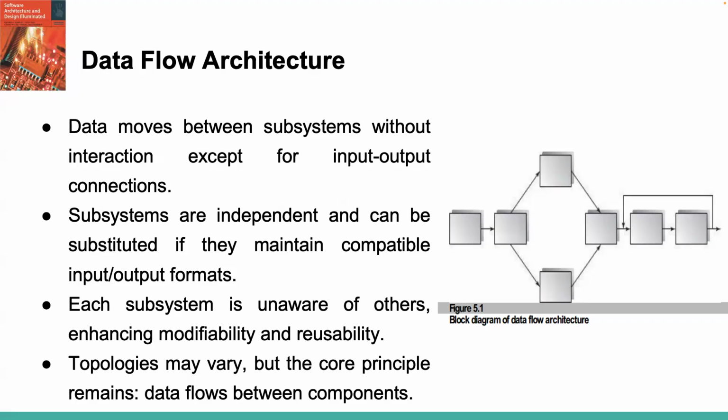Notice that the topology of the system can vary. It could be linear, like a pipeline, where data flows sequentially from one block to the next. It could have cycles where data is fed back into previous subsystems for reprocessing, as shown in the loop on the right. Or it could be branching, where data splits into multiple paths, like the diamond-shaped connections in the center. Despite these variations, the core principle remains the same. Each block transforms data independently and passes it along.